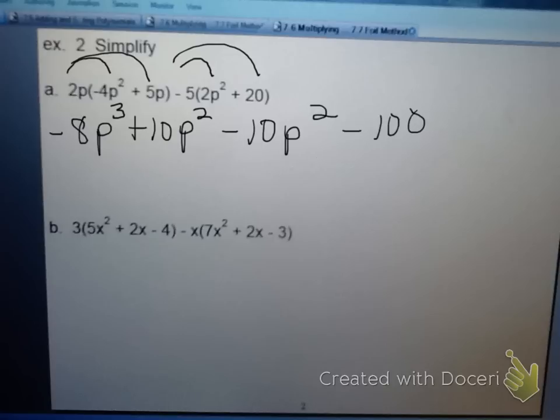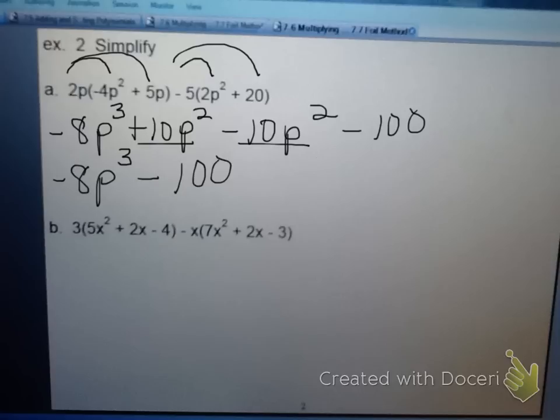Now we want to see if we have any like terms, which we do. The negative 8p to the third is not common with anything, so we just bring that down. 10p squared and a negative 10p squared goes away. It turns into 0, but we don't write 0p squared. We just leave it alone. Goes away.